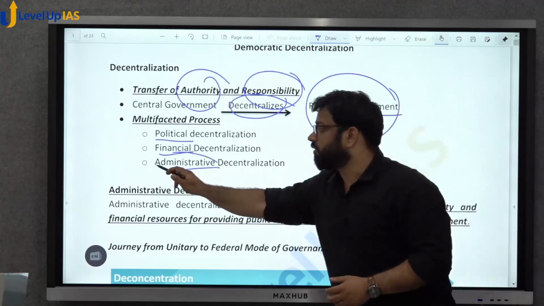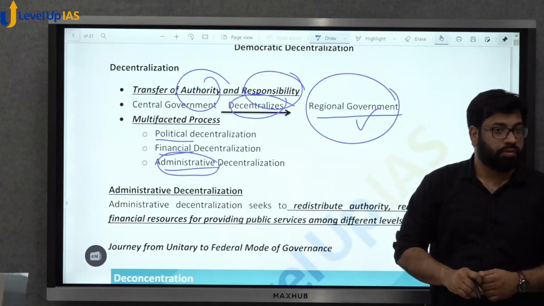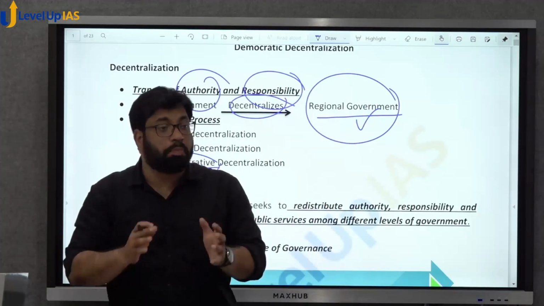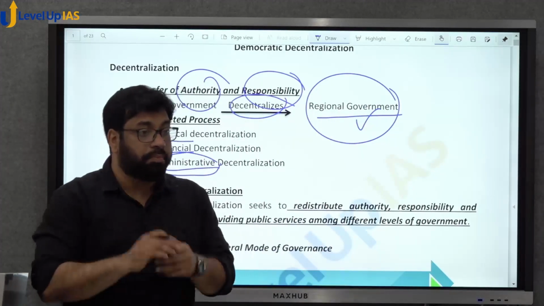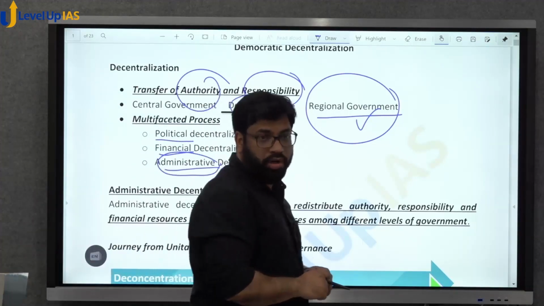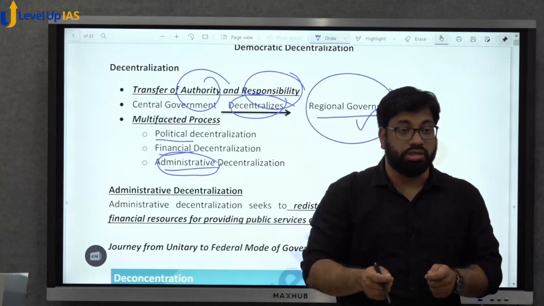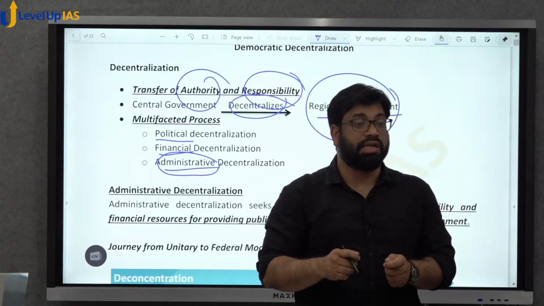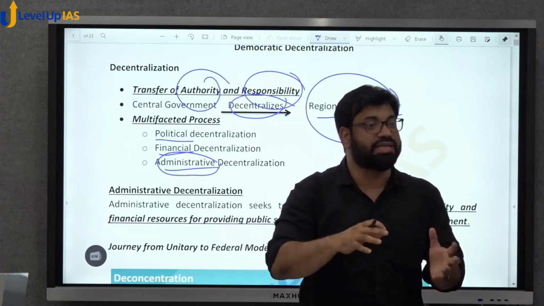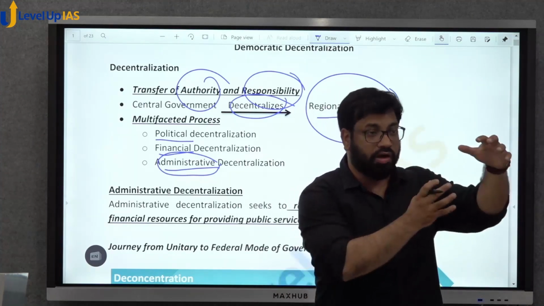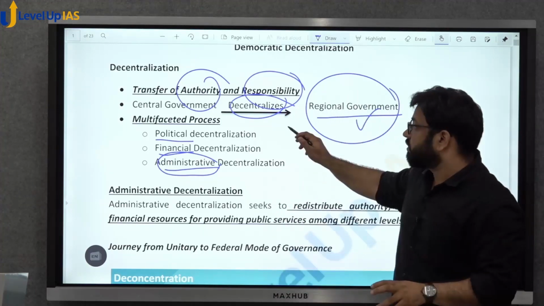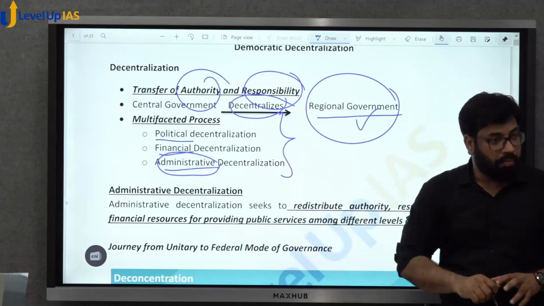Similarly, administrative decentralization can have multiple kinds of processes, including personnel administration, people who will be posted to take care of administration at that particular point, or making bylaws. We read about a single concept, delegated legislation. That is a kind of administrative decentralization from the central government to regional government. Getting it? So it's a multifaceted process.